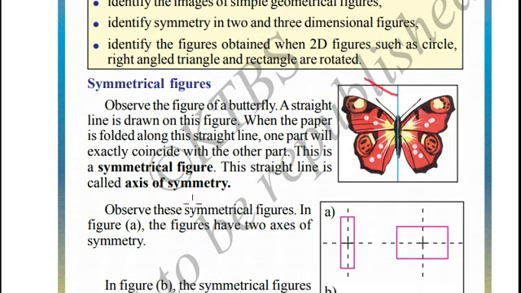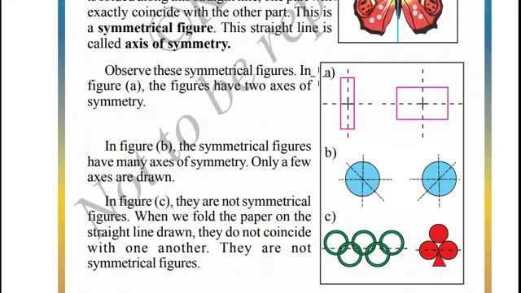The straight line is called the axis of symmetry. We call a given figure a symmetrical figure if it has at least one axis of symmetry. In example A, both these shapes are symmetrical figures because they have at least one axis of symmetry. In this case, it has two axes of symmetry.